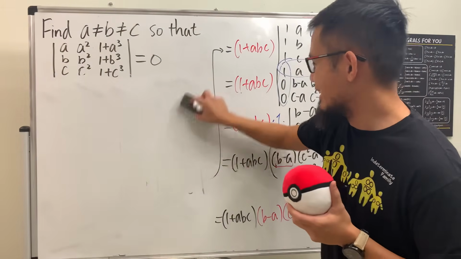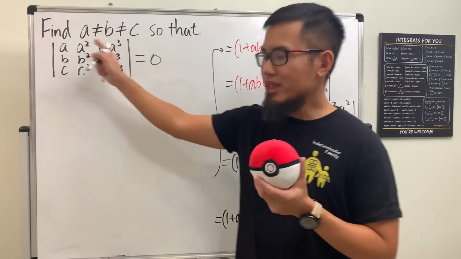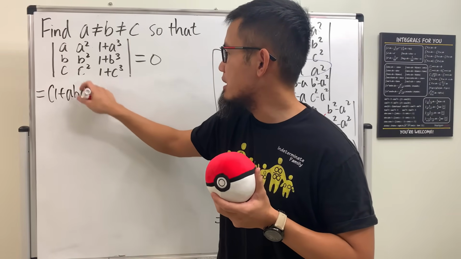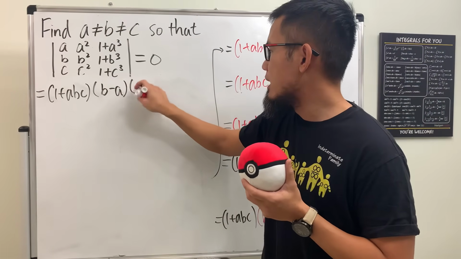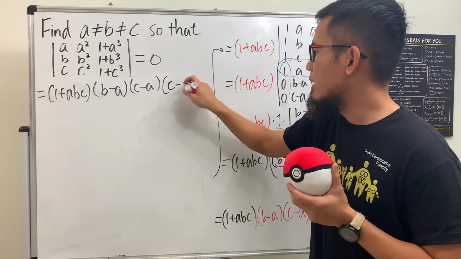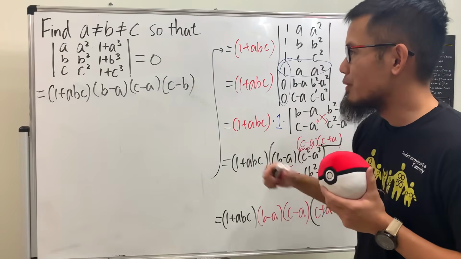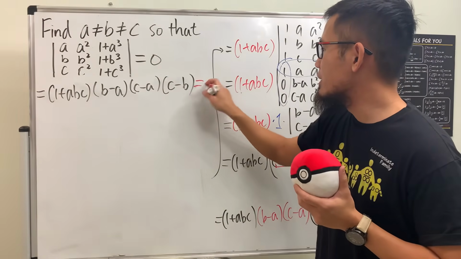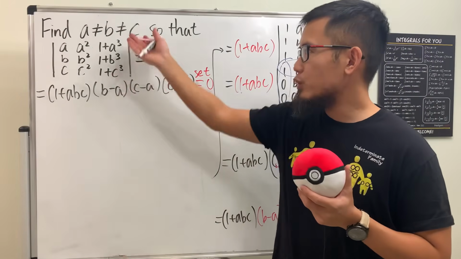Magic, pretty much. You can just erase all the work and just tell people that, hey, you know what? The determinant of this guy is just nicely equal to 1 plus ABC times b minus a, c minus a, and then we also have c minus b. Pretty good. Now, remember, we want this to end up to be 0, so we are going to set this equal to 0. And here is the time that we are going to use our condition.